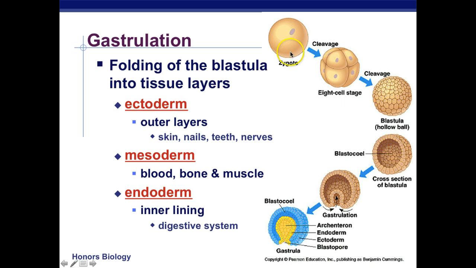So after fertilization, you start off as a zygote. The cell begins to divide and cleave, and you end up in the 8-cell stage. Continues to cleave, and you end up with the blastula, which is the hollow ball. This is what it looks like on the inside of the blastula. Gastrulation is the folding or the pushing in of one end of the blastula cells that will then differentiate into the different layers that are going to form the multicellular individual.